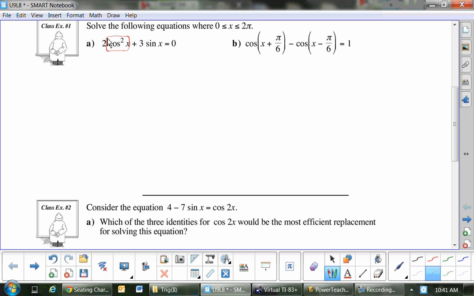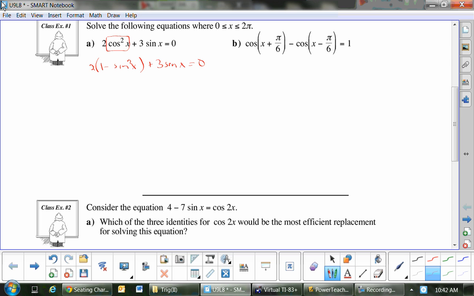See, cos squared x is the easiest of all the identities, and that's the Pythagorean identity of sine squared plus cos squared equals 1. But cos squared, if you look at your formula sheet, is 1 minus sine squared. So I am going to take this and make it 2 times 1 minus sine squared x, and then the rest of the equation, 3 sine x equals 0. See, now I'm dealing totally in sines.